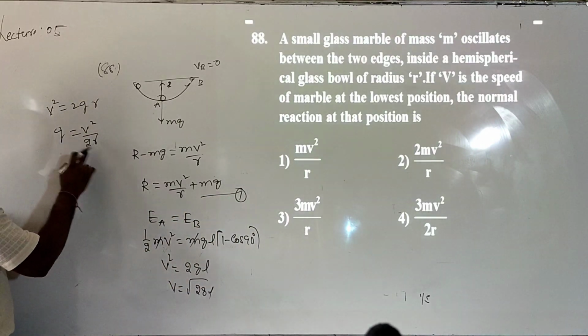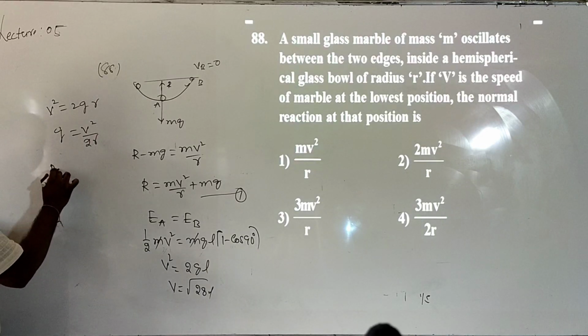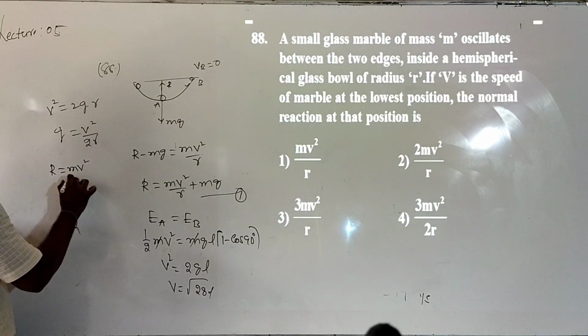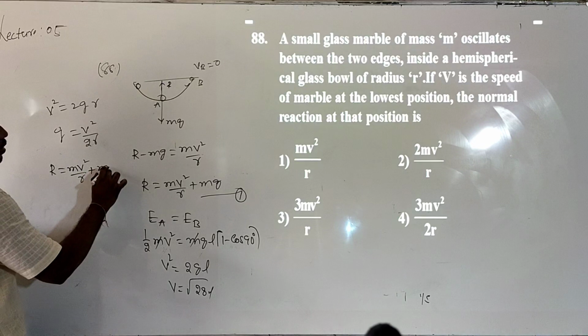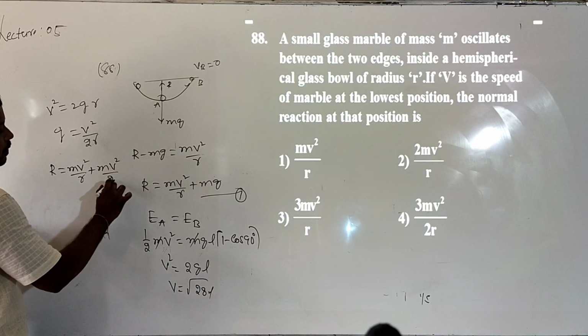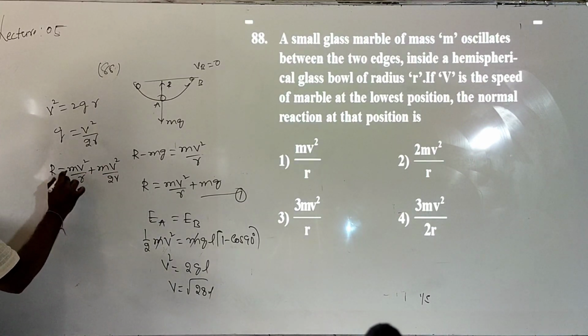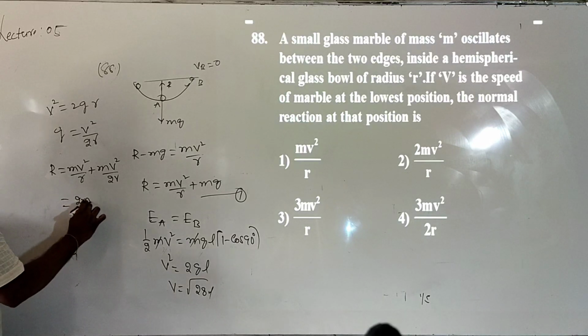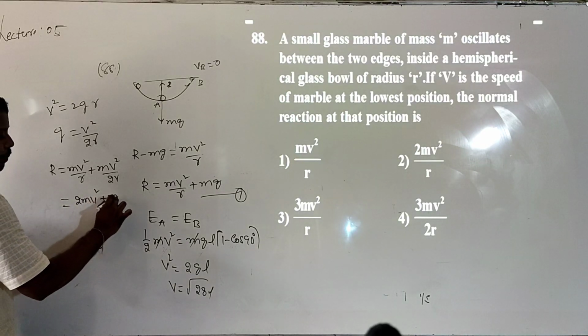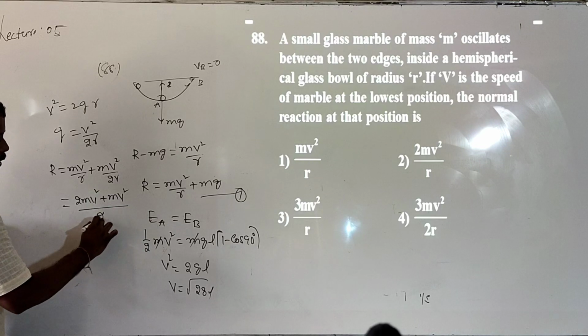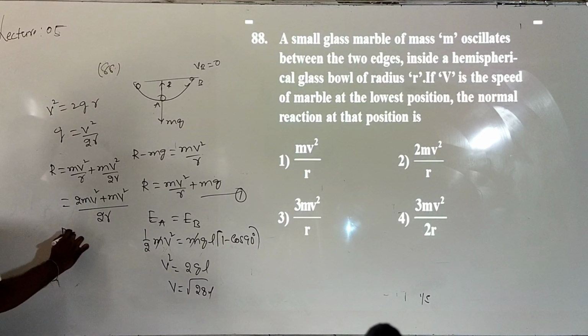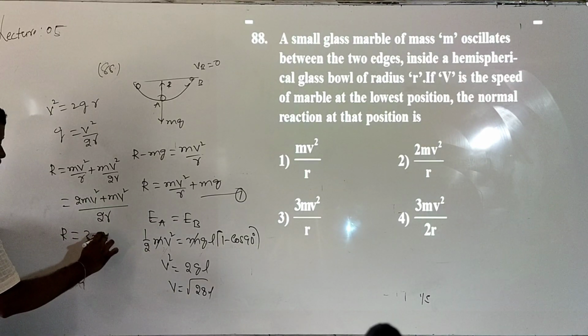Can I substitute g in equation 1? Then what I will get, R is equal to m into v square by r plus m into g value, v square by 2r. So the LCM is 2r. So 2 into m into v square plus m into v square, by 2 into r. So what is the answer for R? 3 into m into v square by 2r.